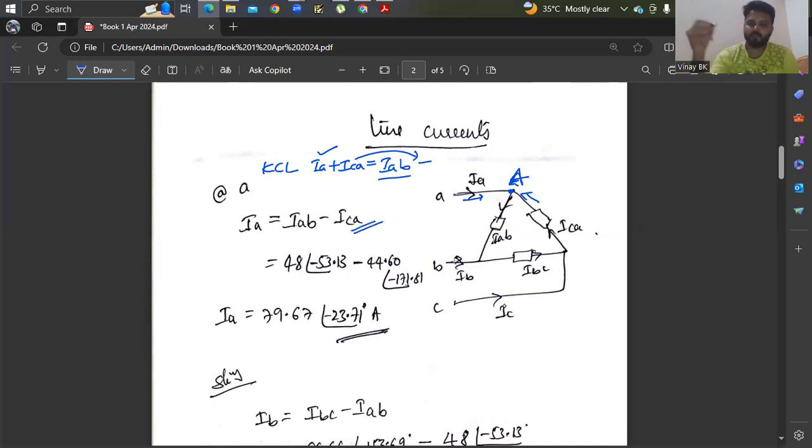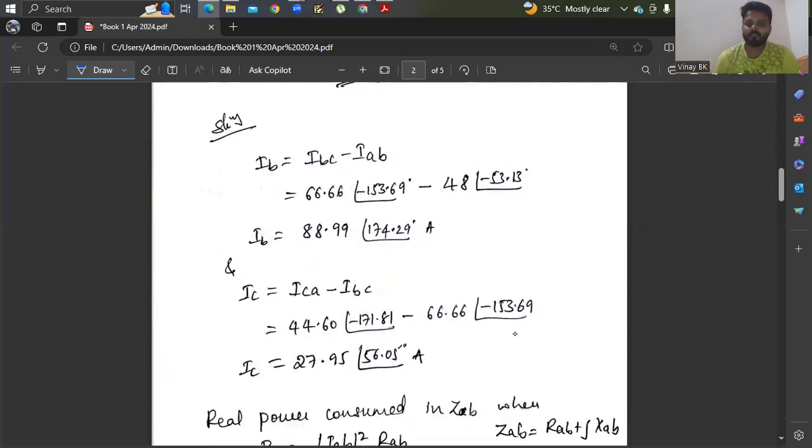You apply the same rule for all three lines. So IAB minus ICA, you know the values of IAB and ICA just calculated. Substitute that, you can get this answer. You can take a screenshot. Similarly, for IB, at B you need to apply KCL. Incoming current equals outgoing current. Therefore, IB equals IBC minus IAB. Substitute the values, you can get the value of IB.